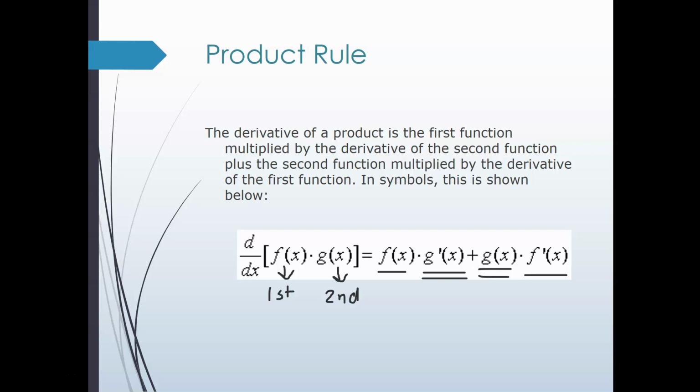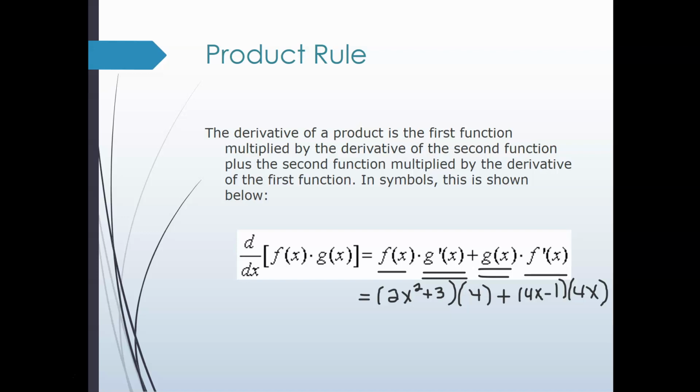So if you take that function we just had, d dx of f of x times g of x, in terms of the product rule, would have looked like f of x, which is 2x squared plus 3, times the derivative of g of x, which was 4, plus g of x, which is 4x minus 1, times f prime, which was 4x.